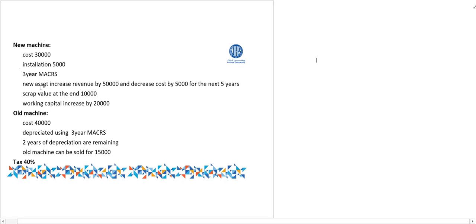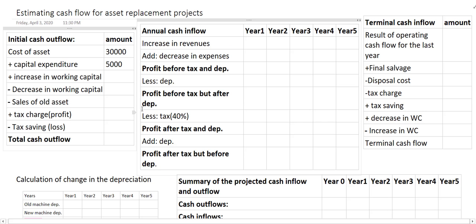Okay, let's find out whether there's an increase. Yes, there's an increase in working capital as well. Working capital increased by how much? By 20,000. So please mention that one as well. Working capital increased by 20,000. So if we increase, of course, decrease is equal to 0.